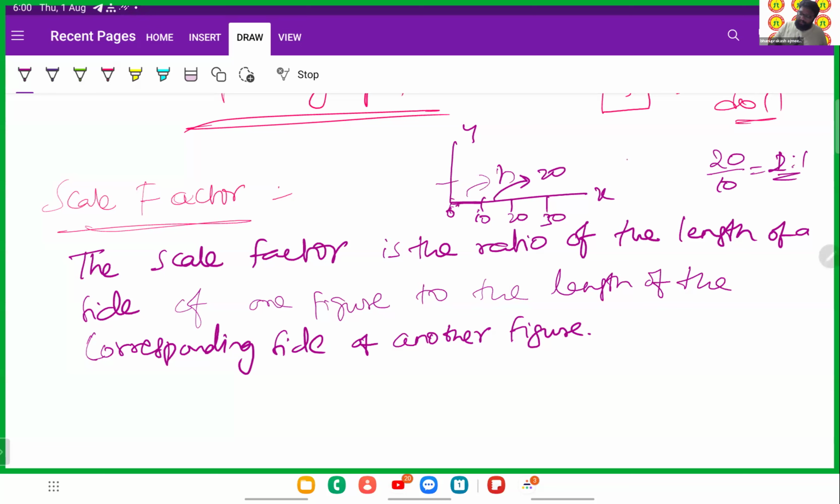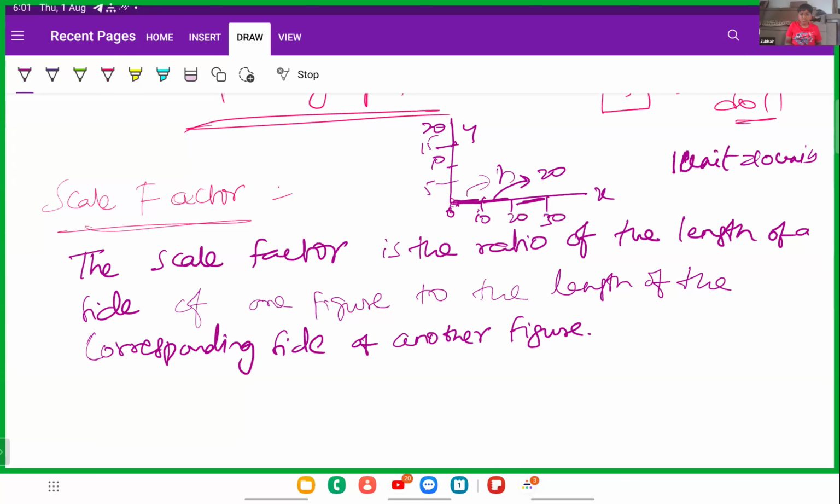Or else you can also write it this way: one unit is equal to 10 units. Why? Because here one unit is 10, the next unit is 10, and so on. So we are making divisions of 10 in the graph. Similarly here 0, 5, 10, 15, 20. Now what is the scale factor here? 5. Scale factor is 5.